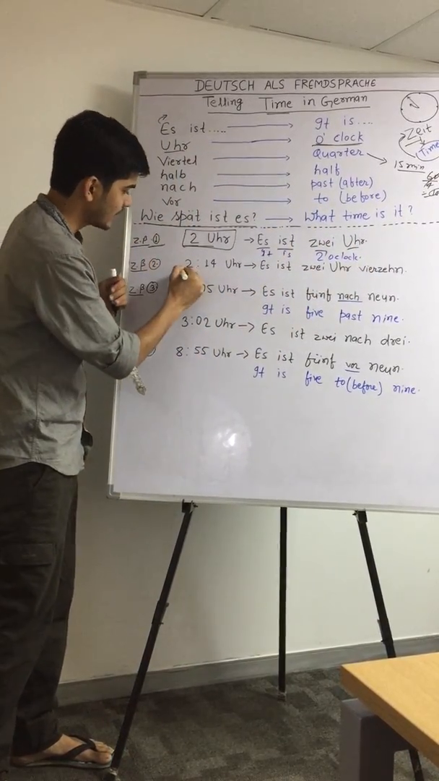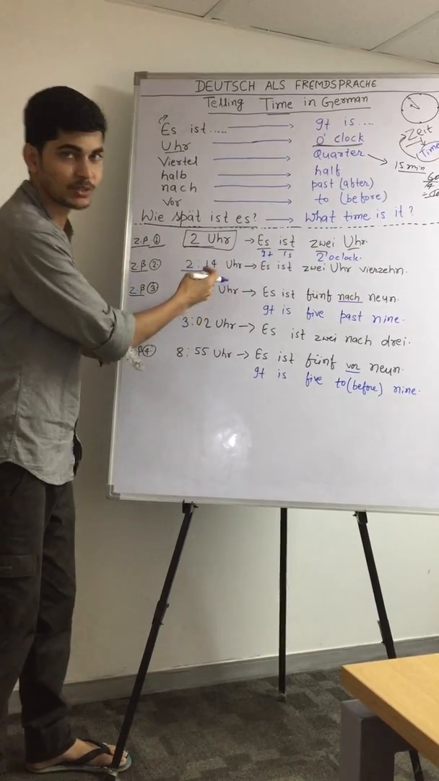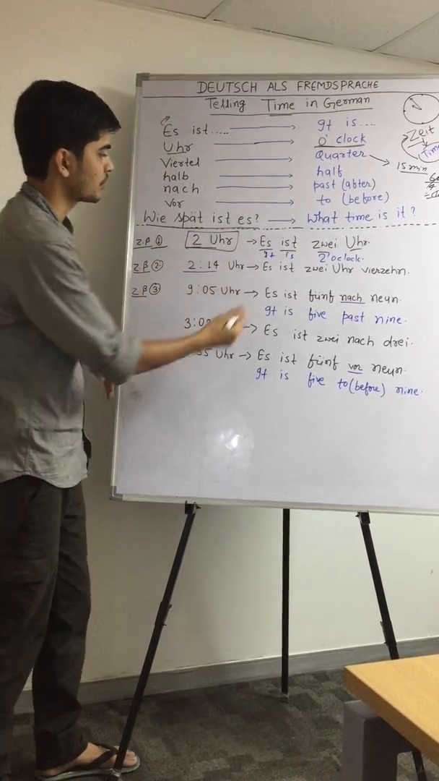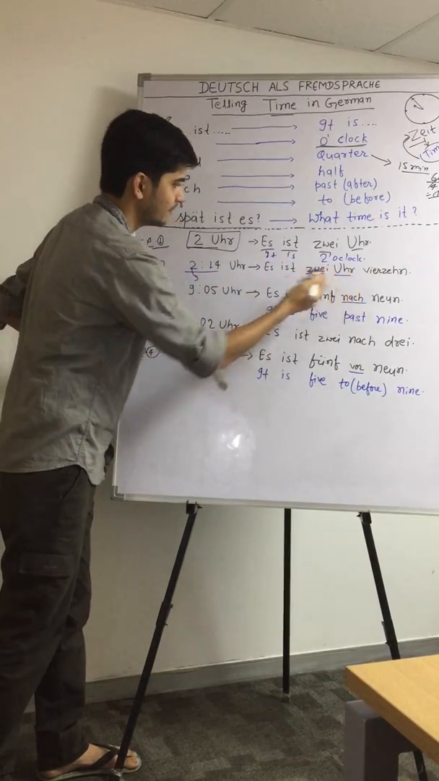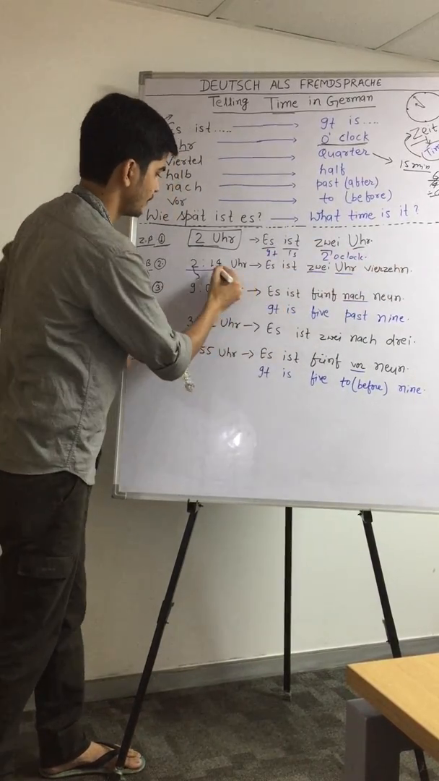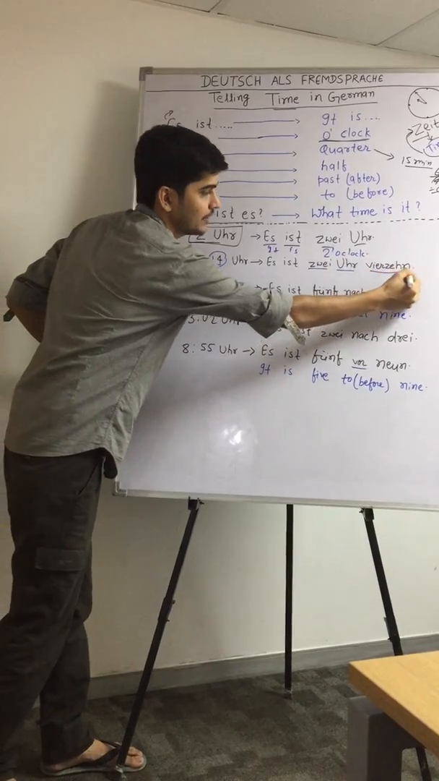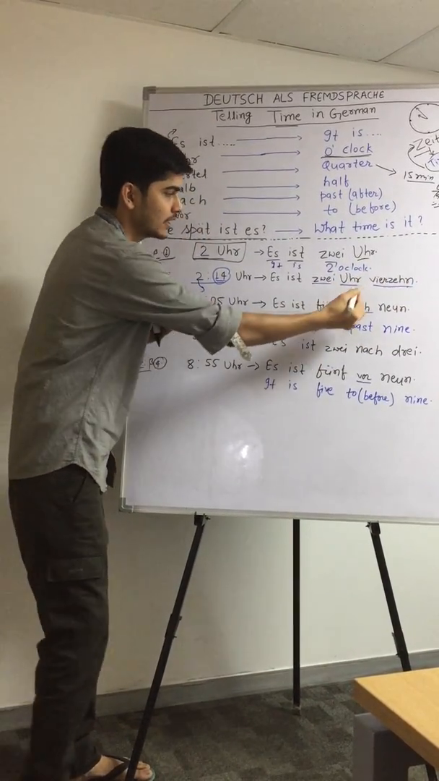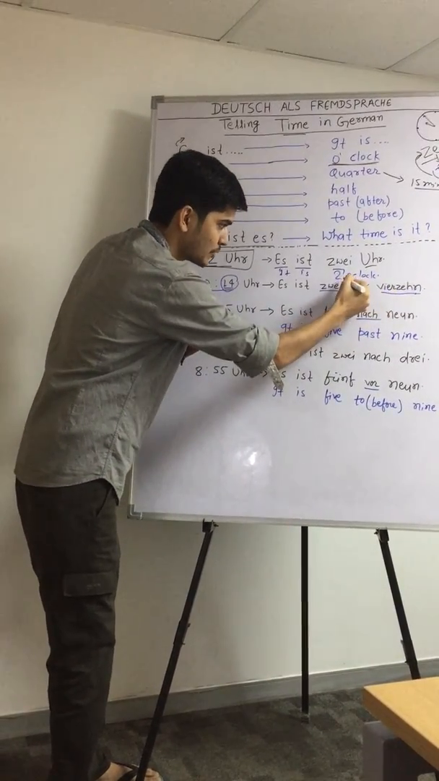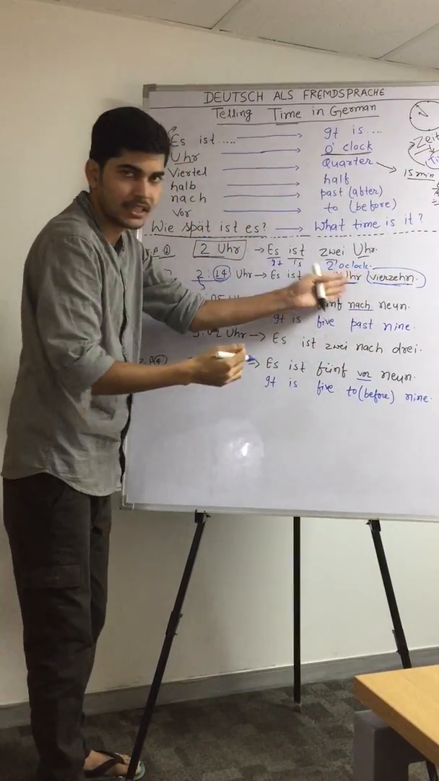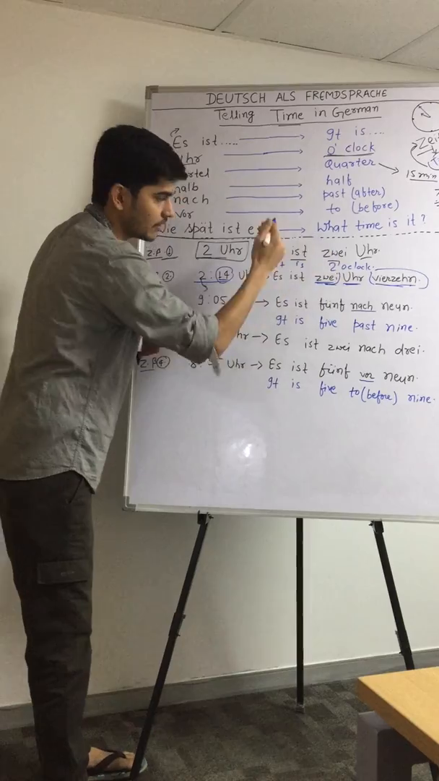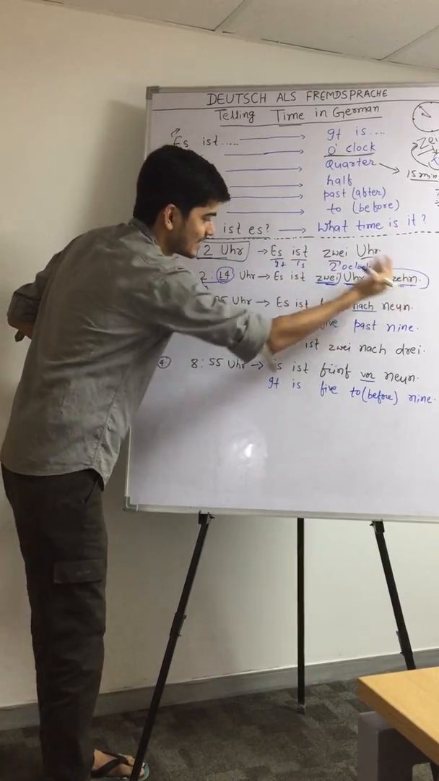Another example is 2:14. So es ist 2 Uhr 14. Always remember that Uhr goes in between the hour and the minute, just before the minute and after the hour. So that is 2 Uhr 14.